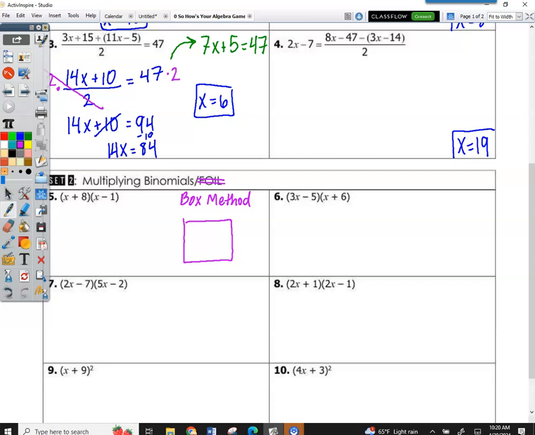If it was 2 terms and then 3 terms, it'd be a 2 by 3 box or a 3 by 2. I feel like I'm growing up. Yeah, let's stop.